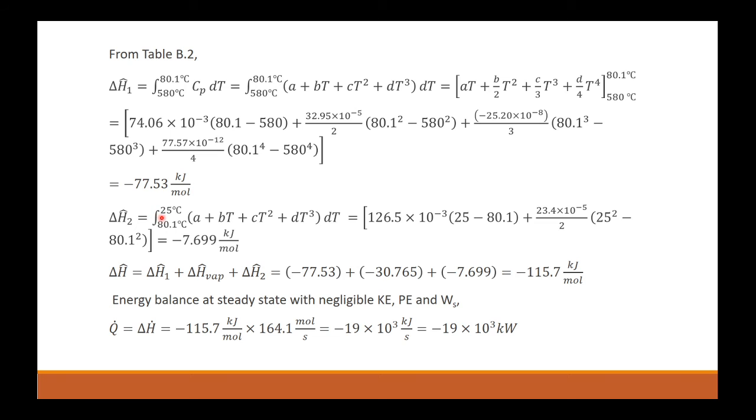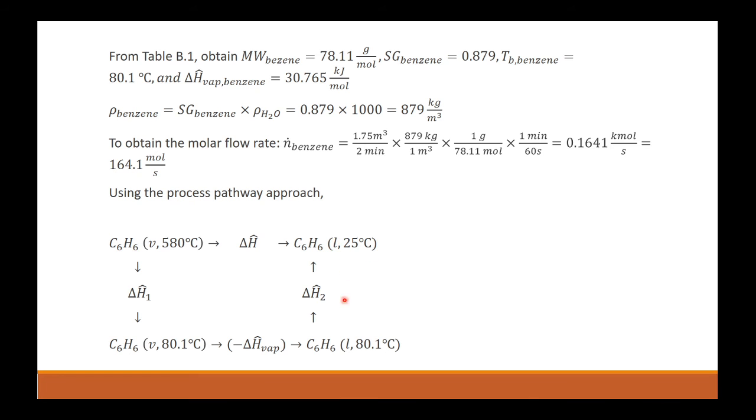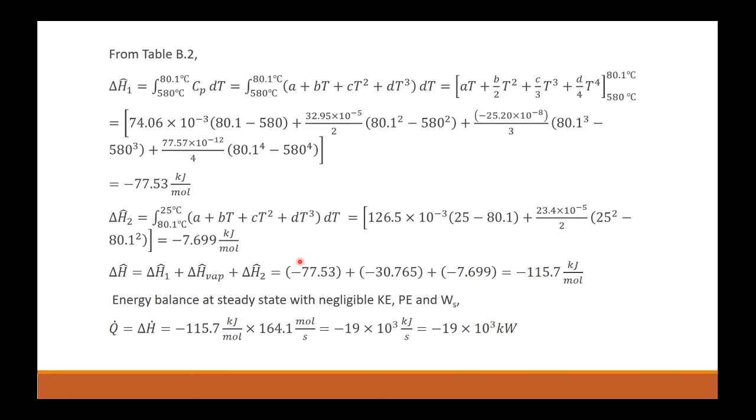So we will integrate it from 25 degrees Celsius to 80.1 degrees Celsius, which is from here to here. Same thing, integrate this equation, which gives you the same form as this. We'll substitute the A, B, C, and D values in, and substitute the temperature values in: 25 minus 80.1, their squares, and you get negative 7.699 kilojoules per mole.